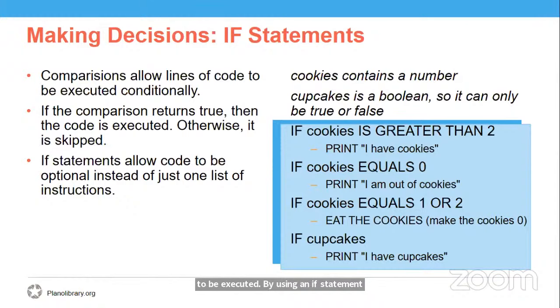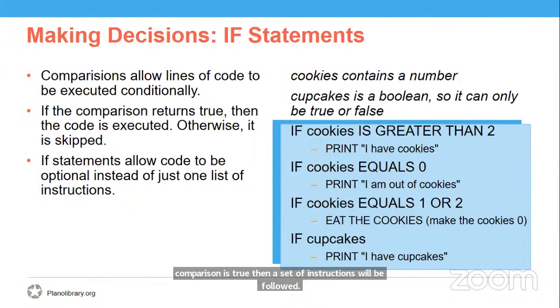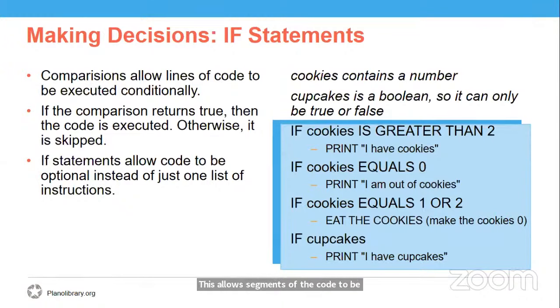An if statement sets up a comparison, and then if that comparison is true, then a set of instructions will be followed. Otherwise, they're skipped. This allows segments of the code to be optional instead of just one big list of instructions. You're also able to put a Boolean in the if statement, and it will work since the Boolean is just a true or false value. You can also put a number in it, and if it's any number other than 0, it'll be true. And then with 0, it's false.